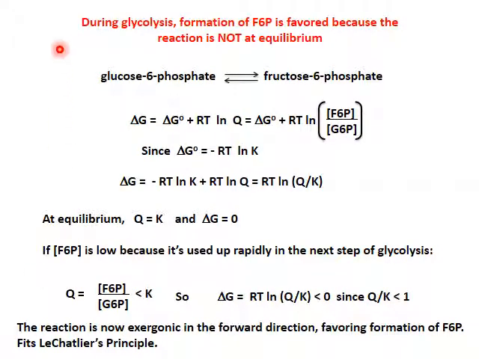So let us now consider what's actually happening in the cell with this particular reaction. During glycolysis, the formation of fructose 6-phosphate is favored because the reaction is not at equilibrium. So here's our equation: delta G equals delta G naught plus RT natural log of Q. And we can substitute in Q for the concentration of fructose 6-phosphate over glucose 6-phosphate. Again, these are not at equilibrium conditions. We can make a substitution here for delta G naught with minus RT natural log of K, the equilibrium constant. When we do that, we can simplify this equation of delta G in terms of Q and K, where delta G equals RT natural log of Q over K.